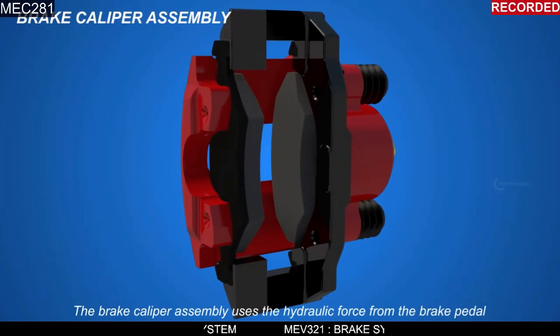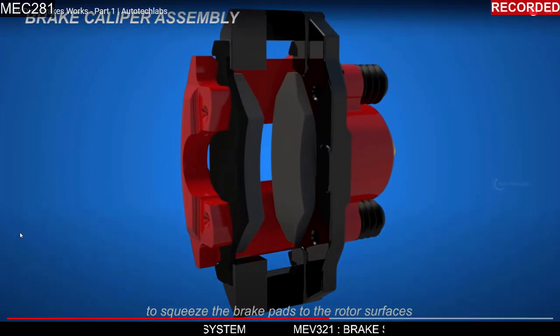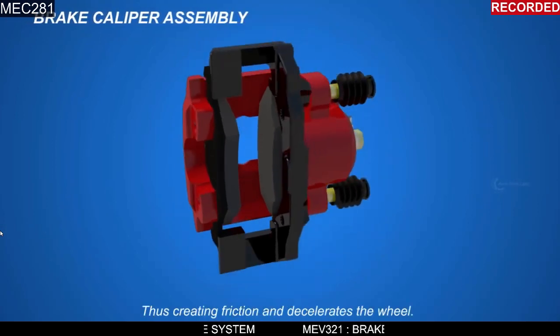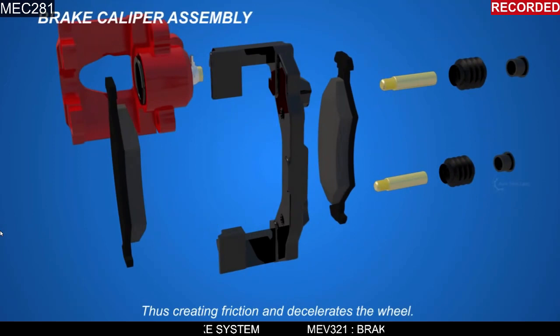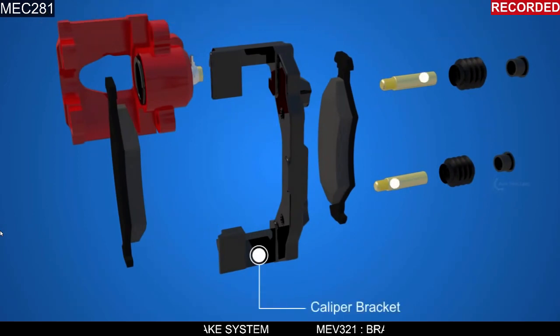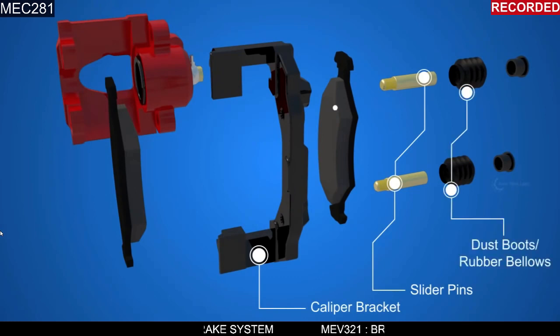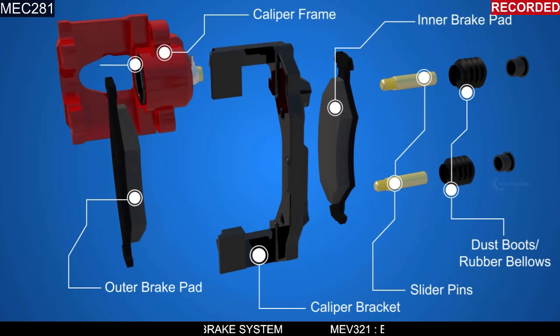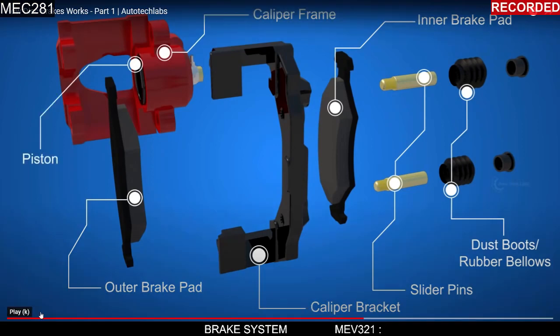The brake caliper assembly uses the hydraulic force from the brake pedal to squeeze the brake pads to the rotor surfaces, thus creating friction and decelerating the wheel. The caliper assembly consists of the caliper bracket, slider pins, dust boots, inner brake pad, outer brake pad, caliper frame, and inside it, the piston. So this is a very detailed exploded view of a brake caliper.